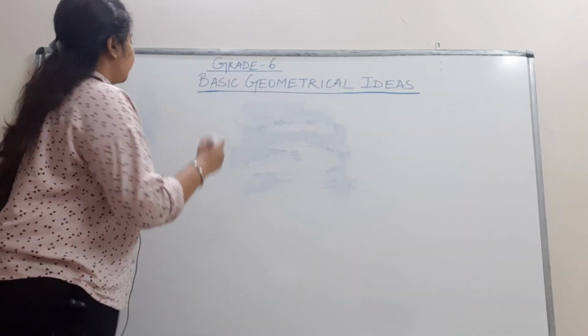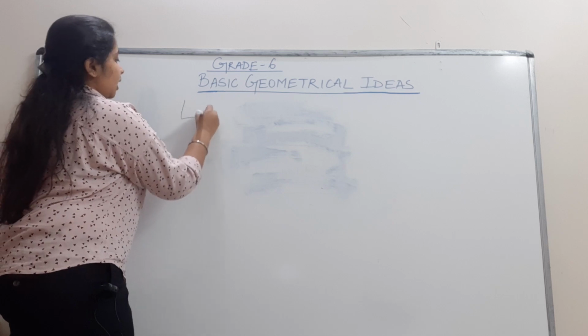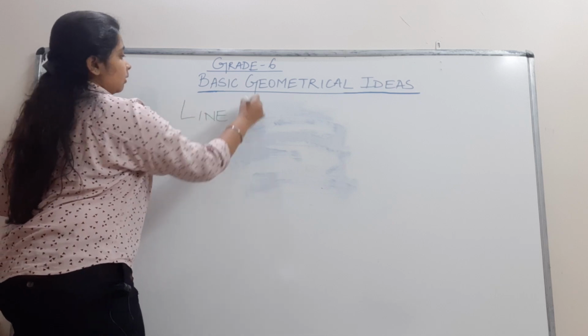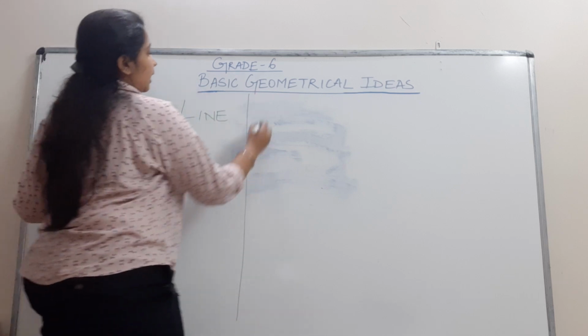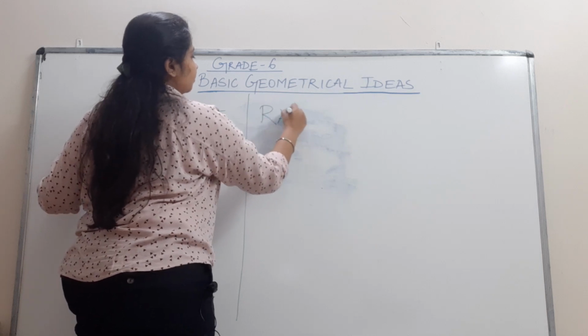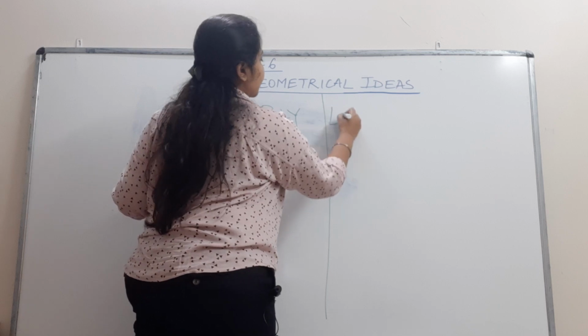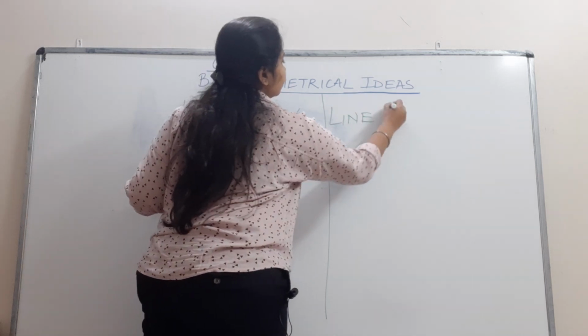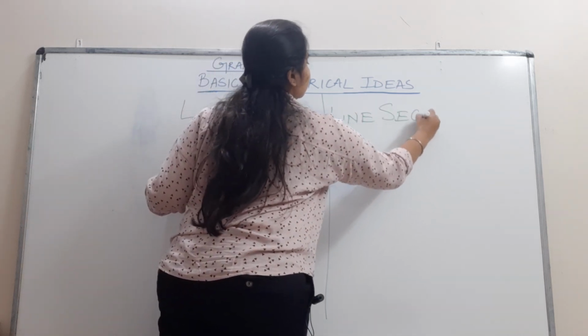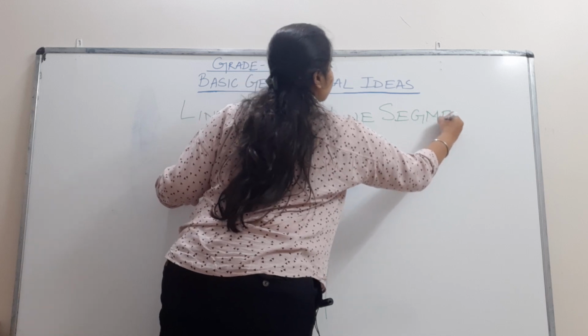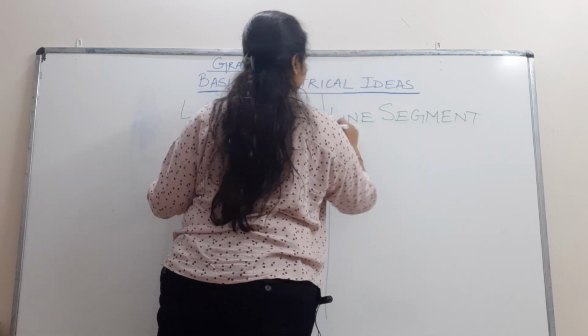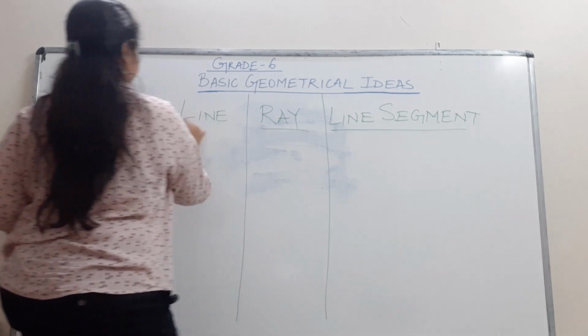So the first type was line, then we have a ray, then line segment. There are three types of lines.